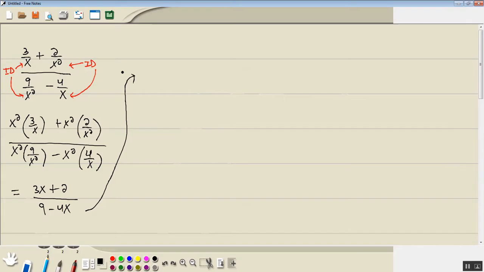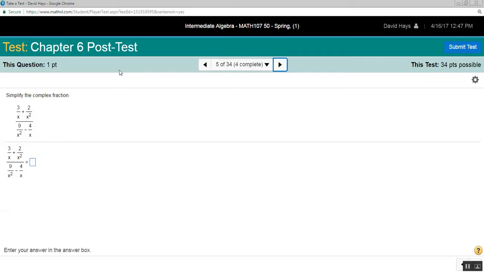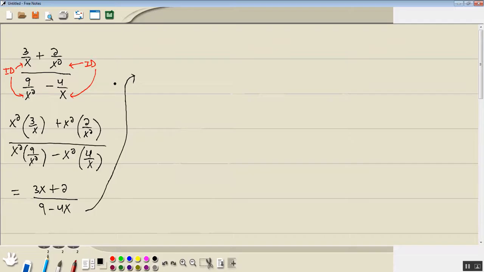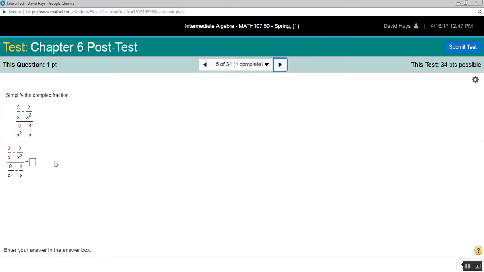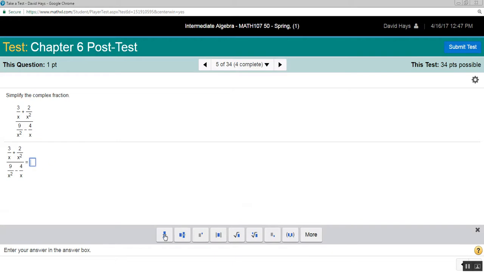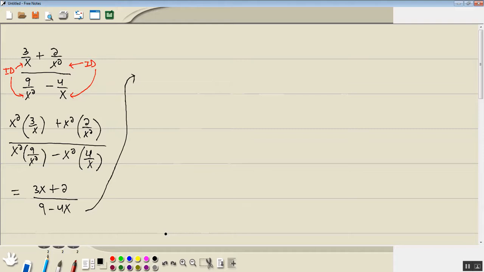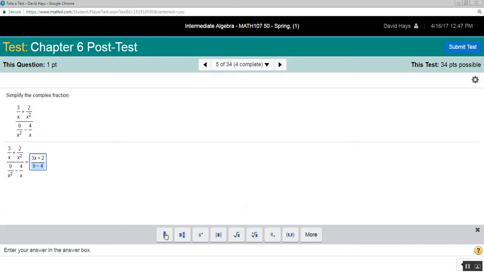And what should my answer be written as? Doesn't say. That's nice. That bottom is not in standard form, but I'm guessing they don't want us to rewrite it, but we'll see if I get it wrong. 3x plus 2 over 9 minus 4x.